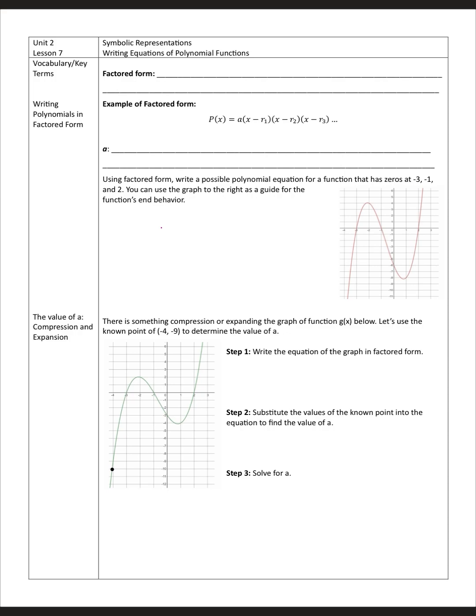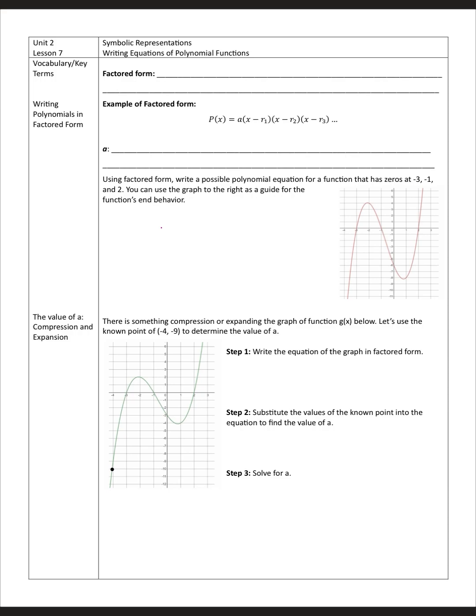But seriously, let's go ahead and do Unit 2, Lesson 7, Writing Equations of Polynomial Functions. All right, so let's start with some vocabulary key terms. And so we're going to first define factored form.